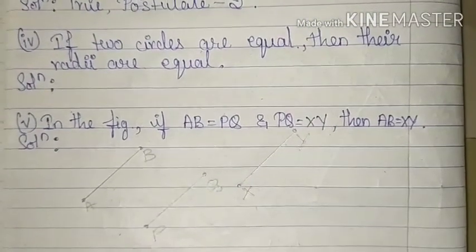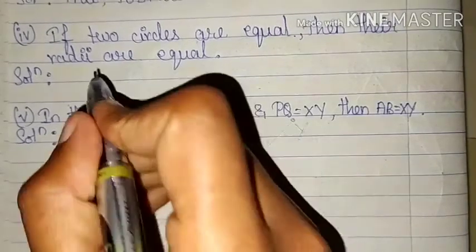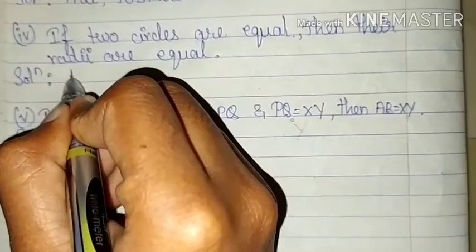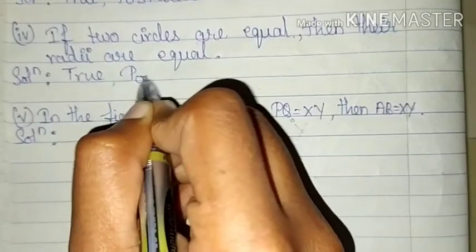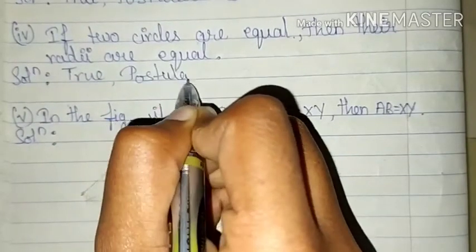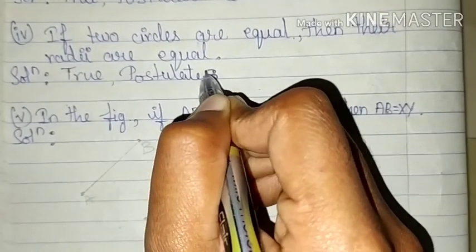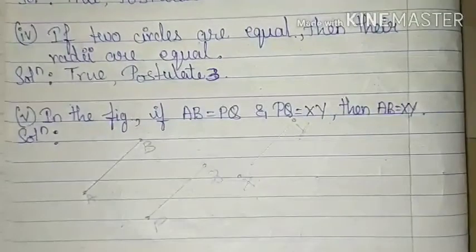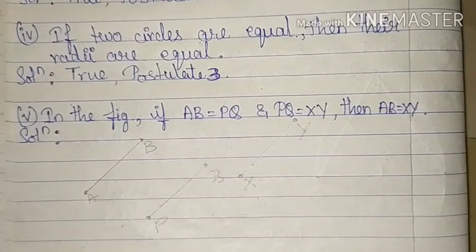In the fourth statement, if two circles are equal, then their radii are equal. This statement is also true, which comes from postulate 3. Postulate 3 says that we can draw any number of circles with any center and any radius.